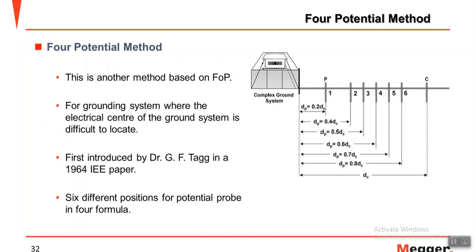Next method is the four potential method. This is another method based on the fall of potential, first introduced by Dr. G.F. Tagg in 1964. You need to take 6 different positions of the potential probe, at 20%, 40%, 50%, 60%, 70%, and the last one is 80%. Same as star delta, I think, you need to take six measurements.